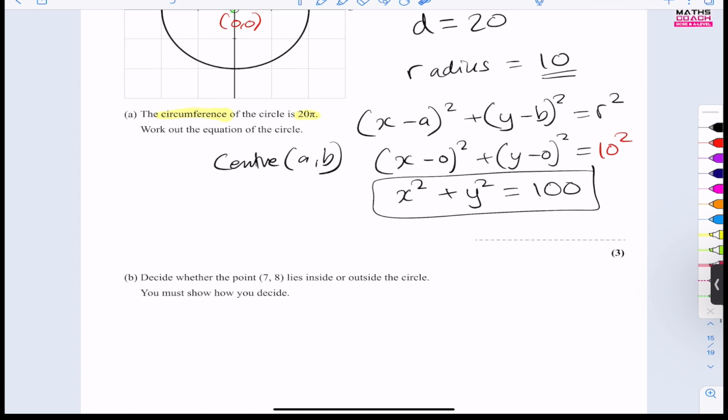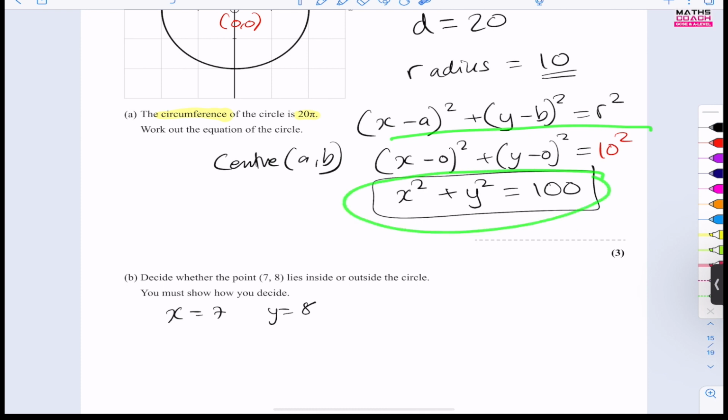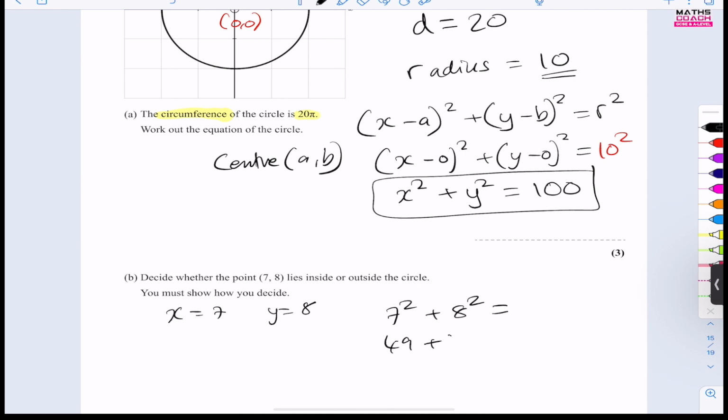So let's find out where 7 and 8 lies by subbing in x equals 7 and y equals 8. So x is equal to 7, y is going to be equal to 8. And let's find out what happens if we substitute this in, what value of r we get by using this formula right there, okay? So therefore that's going to be 7 squared plus 8 squared. We get 49 plus 64, and 49 plus 64 is 113.